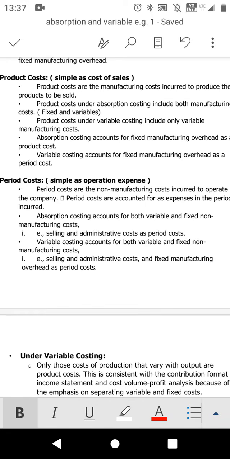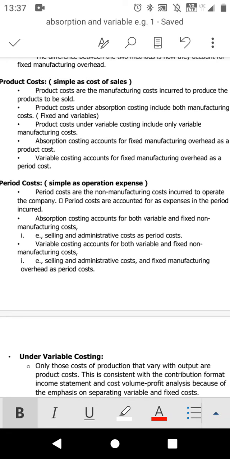The period costs are non-manufacturing costs incurred to operate the company. The period costs are accounted for as expenses in the period in which they are incurred. So if you have been given the period cost of a previous year or for the next year, we don't include them; we only include those for the current year.